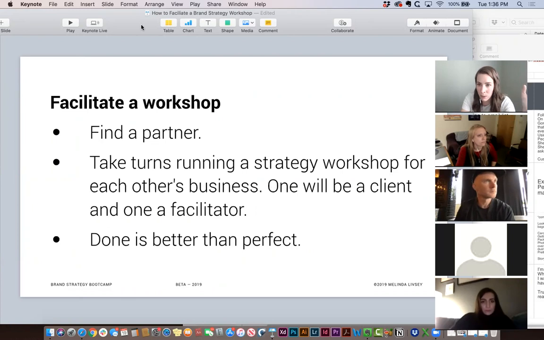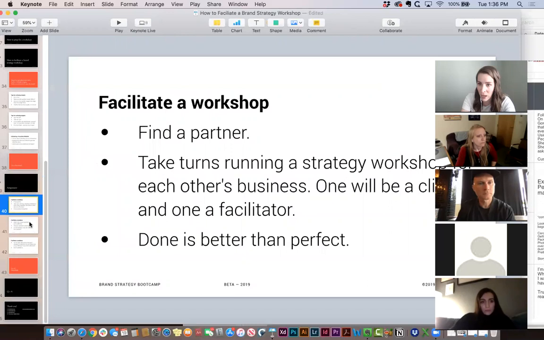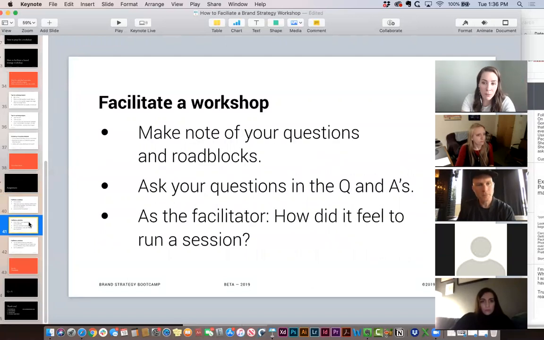And done is better than perfect. If you have never done this before and you feel really uncomfortable, it's fine. It's probably going to suck the first time. It's probably going to suck the first 5 times. What's funny is you go in thinking that, and then you actually do it and you do a really good job. So you'll be totally fine. Done is better than perfect. You're going to screw up. You're going to not know what you're doing. It's totally fine. But be a facilitator, be a client.